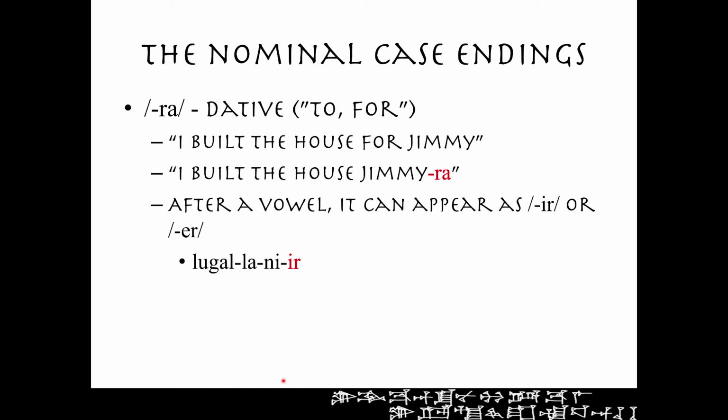The dative, to or for, is marked with -ra. So, in the sentence, in English so that we can understand it, I built the house for Jimmy, we would write it in Sumerian, sort of: I built the house, Jimmy-ra. I built the house for Jimmy. After a vowel, -ra can appear as -er or -ar, depending on the vowel. So, for example, instead of it being lugal-la-ni-ra, for his king, it would be lugal-la-ni-er.